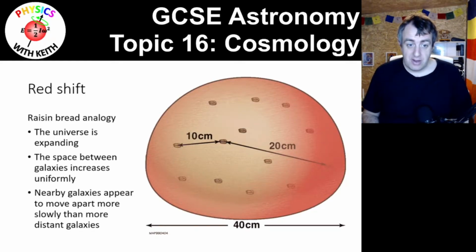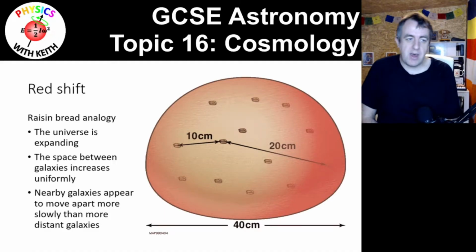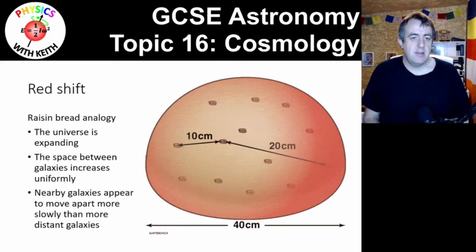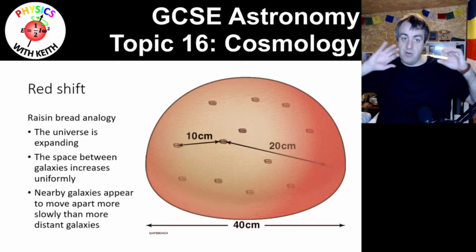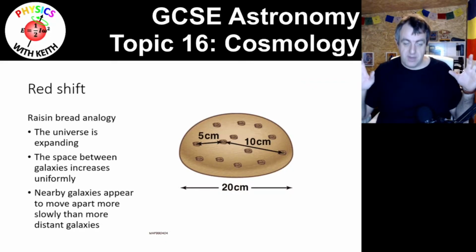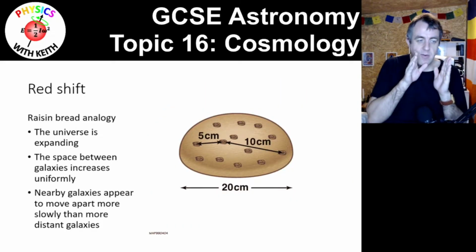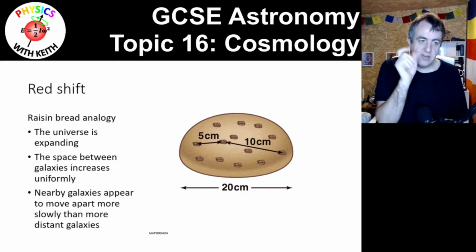carry on with redshift. So here we've got an analogy. It's got some flaws, but there's bits in it that kind of work. Imagine you've got some raisin bread, so that's bread, it's got raisins in it. And as the raisin bread inflates, it's going to inflate because it's got yeast in it. That's kind of what bread does. As it inflates, the raisins are all going to move apart, or appear to move apart. Fine. If we say that the nearby raisins have moved from being 5 centimetres apart to 10 centimetres apart, then the nearby raisins have moved a total distance of 5 centimetres.